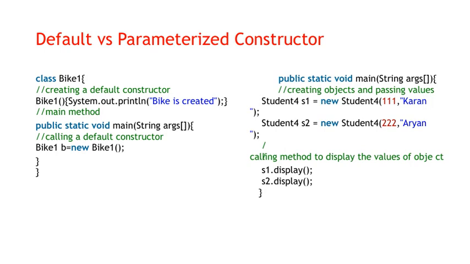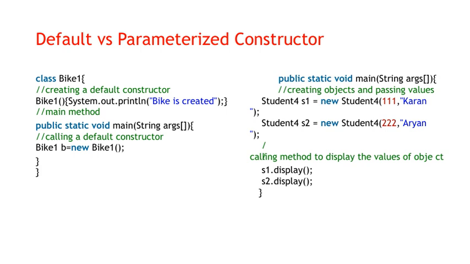Let's take a closer look at the difference between a default constructor and a parameterized constructor. On this slide, we see an example of a default constructor inside the Bike1 class. It doesn't take any arguments, and when we create a new object of Bike1, it simply prints out "bike is created." This helps us understand that default constructors initialize objects with default values or just perform basic setup.